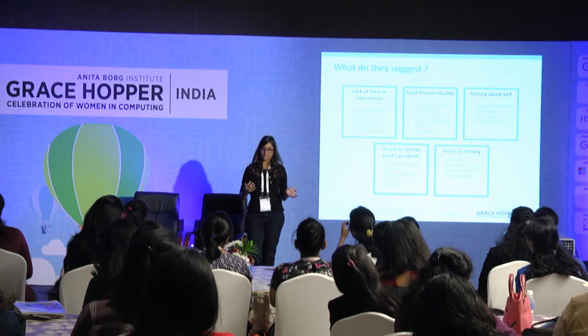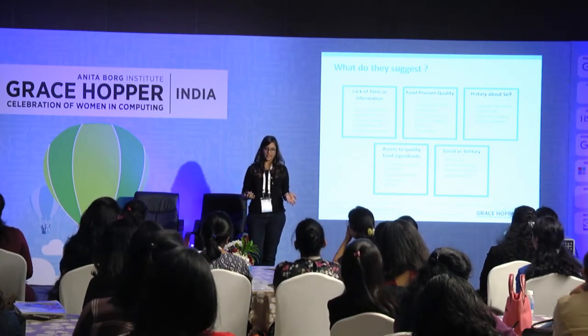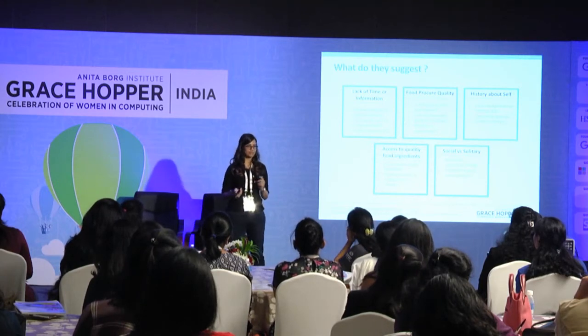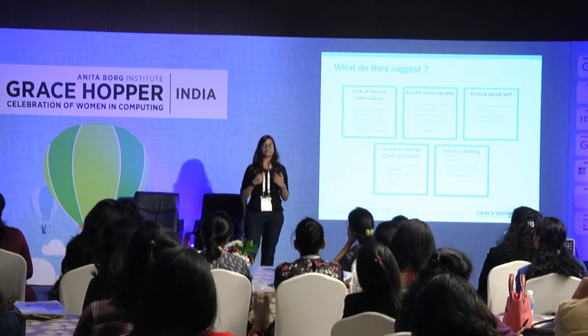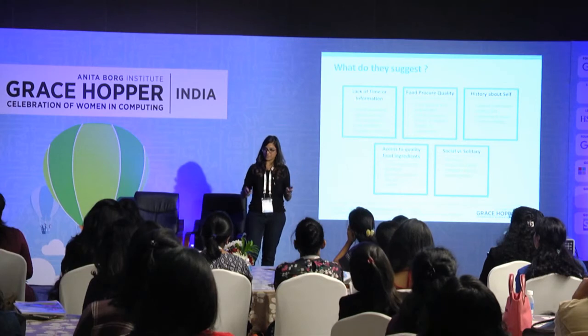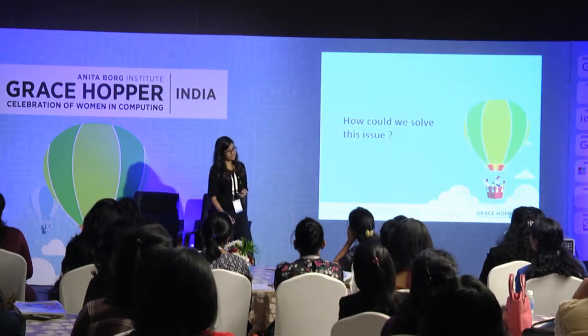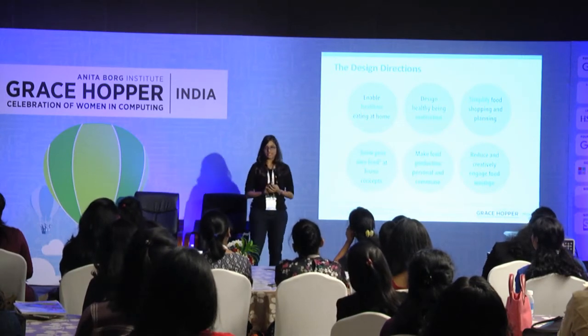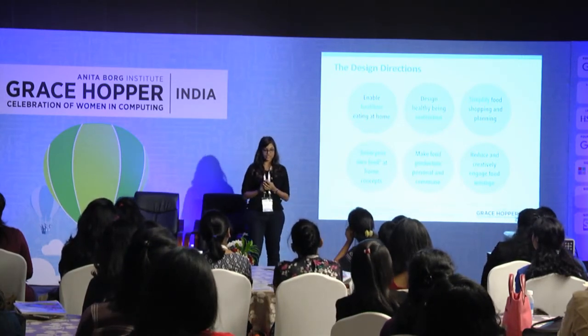And social versus solitary, especially today. There are some people who like to cook alone, and when they cook alone, they experiment. But when people cook in social groups, it's more fun, but the tendency to experiment is lower. So how could we solve this issue? These were the 6 major design directions that came up in the project.